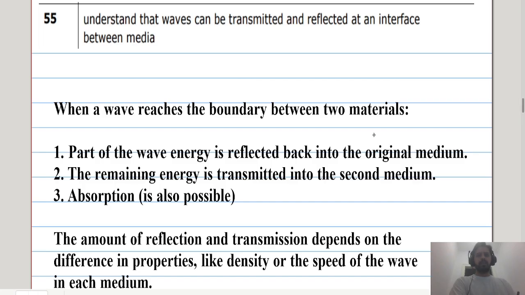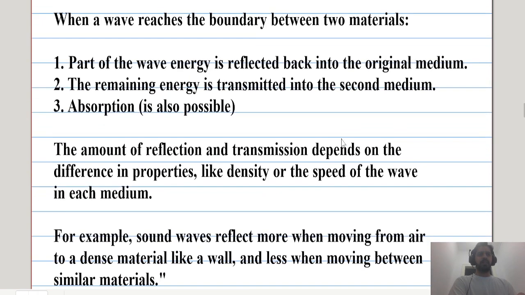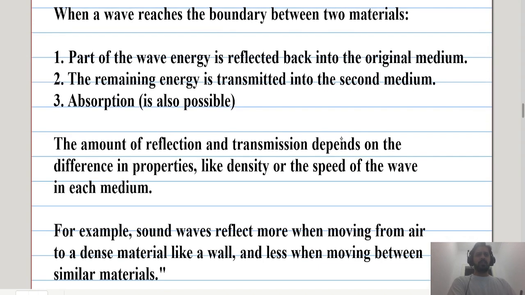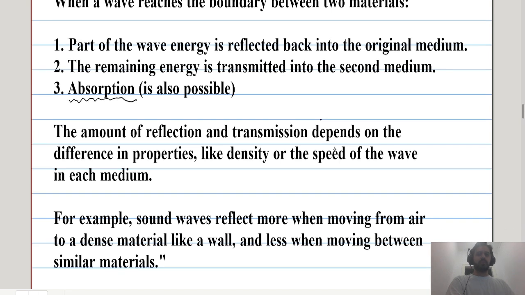Next, we have to understand that waves can be transmitted and reflected at an interface between media. To save time, I've already written the answer. So when a wave reaches the boundary between two materials, first of all, part of the wave energy is reflected back into the original medium. Second, the remaining energy will be transmitted into the second medium. And the third one that most students forget to mention is absorption. So absorption is also possible.